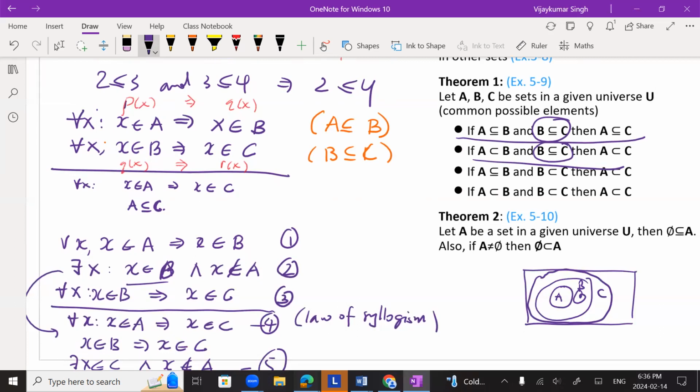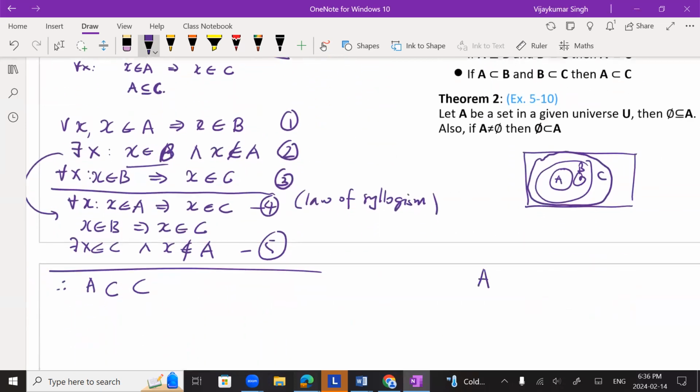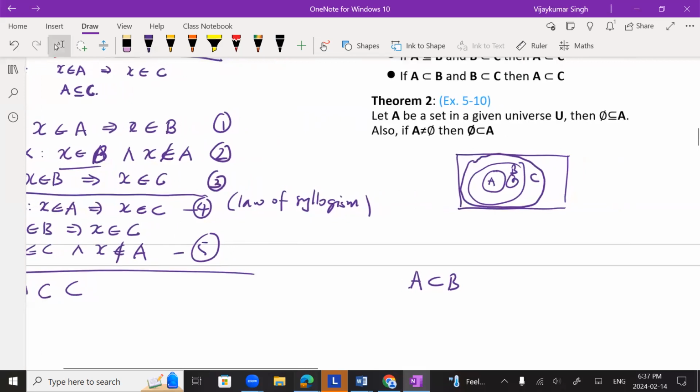So strict means it's like father and son, right? Strict has an order to it. So let me write it down again. A is a strict subset of B. It means, first of all, the elements of set A are in set B. But there's an extra condition on top: there is at least one element in set B which is not in set A. So it is the same as x belongs to A implies x belongs to B, and there exists an element in B which is not in A. So you can think about this as an extra restriction.